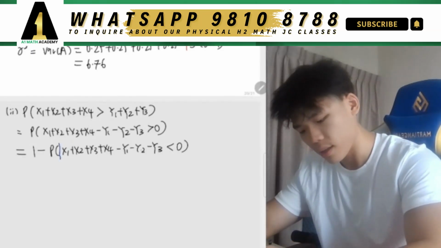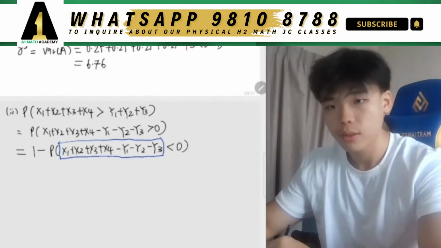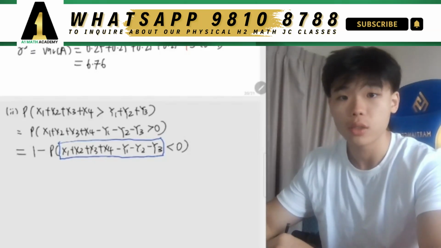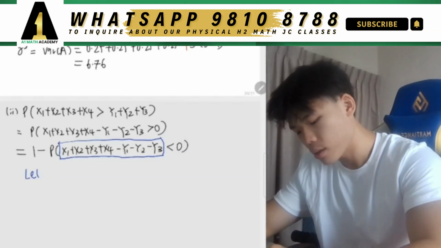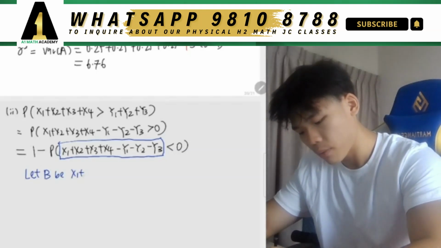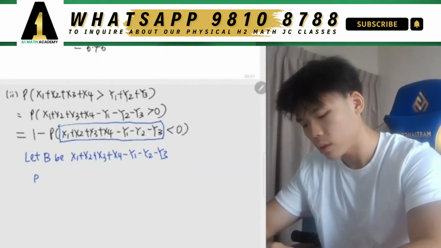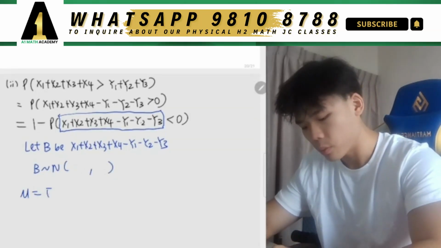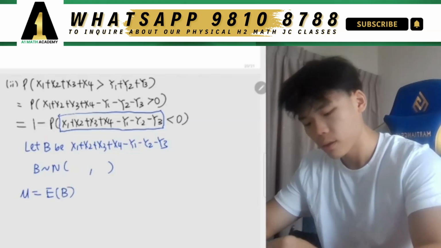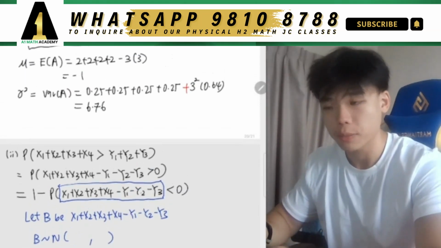Again, you realize that now we have a brand new continuous random variable. With this continuous random variable, we need to define the parameters. So I'm just going to let B be x1 plus x2 plus x3 plus x4 minus y1 minus y2 minus y3, right? And once I do this, I will need to find the distribution parameters for B. So what's the mean value of B? This will be the expectation of B, right? And for this, you will just add up all the expectations of X and all the expectations of Y.